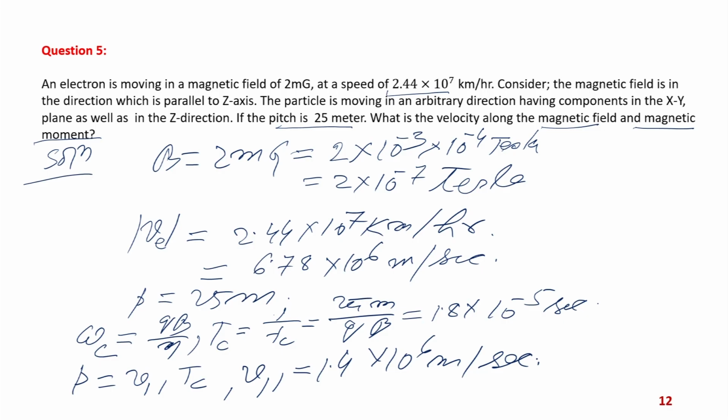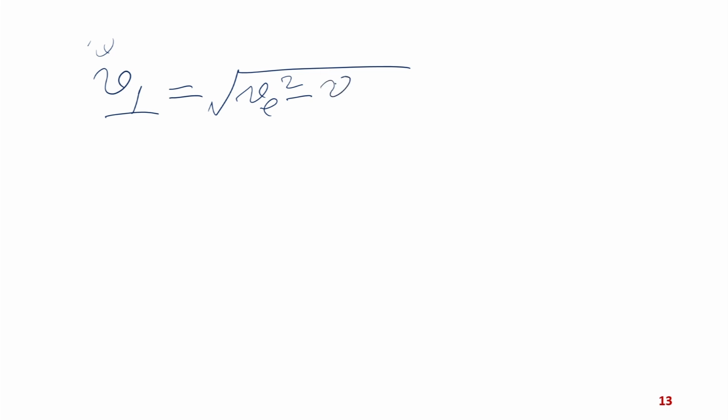So, once you have the parallel component of velocity and the total velocity, you can find the perpendicular component of velocity. The perpendicular component will be equal to the square root of v e square minus v parallel square. If you put all those values, the parallel one and the total, which is already known, this will give you 6.6 into 10 to the power 6 meter per second.